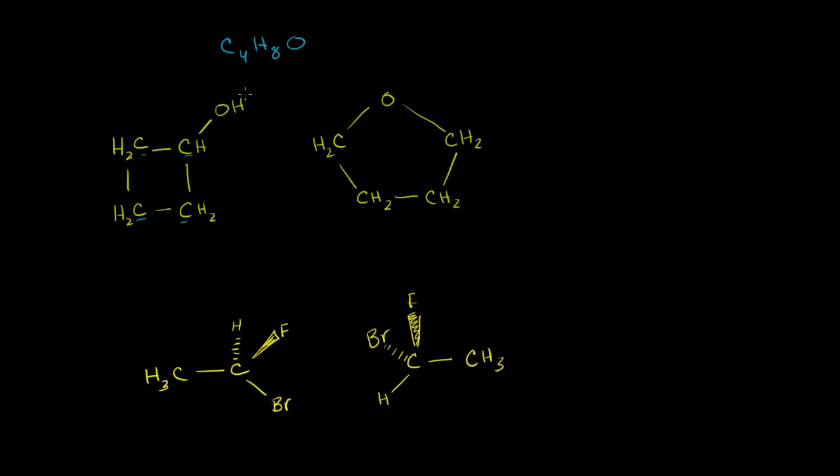They're both C4H8O. So they have the same molecular formula. They're made up of the same thing. So these are going to be isomers, and they're a special type of isomers. In this situation, we don't have the same bonds. We're made up of the same things, but the bonds, what is connected to what, is different. So we call this a constitutional isomer.